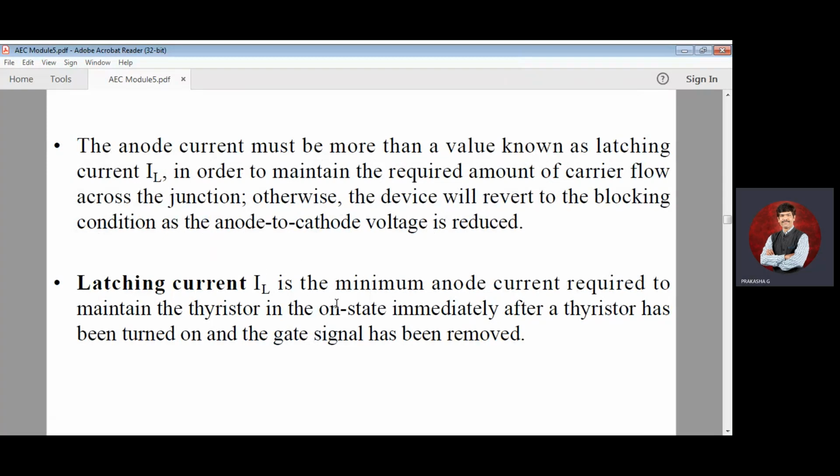Latching current is very important. Latching current is the minimum anode current required to maintain the thyristor in the on state. Thyristor is in off state or on state, conduction. So this is I, but this is IL. This IL is the minimum anode current required to maintain the thyristor in the on state.